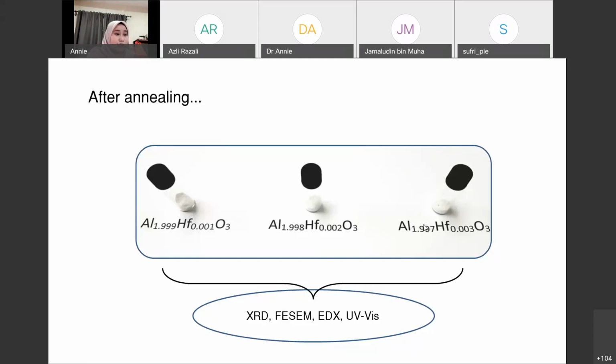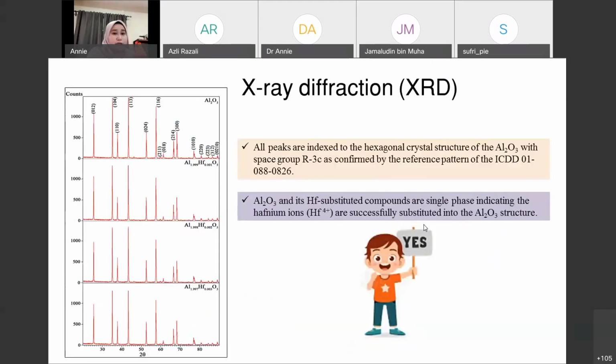So did I get the alpha phase materials? The XRD analysis will tell us whether I got it or not. Here in the figure are the XRD patterns of the aluminum oxide and novel aluminum hafnium oxide materials. It shows that all the peaks are indexed to the hexagonal crystal structure of aluminum oxide, which is the alpha aluminum oxide with a space group of R3c, as confirmed by the reference pattern of the ICDD. The diffraction patterns show that the aluminum oxide and aluminum hafnium oxide materials are single phase, indicating that the hafnium ions are successfully substituted into the aluminum oxide structure. So we can say that they are all pure and no impurities are present in the sample. So that goes for the structural analysis.